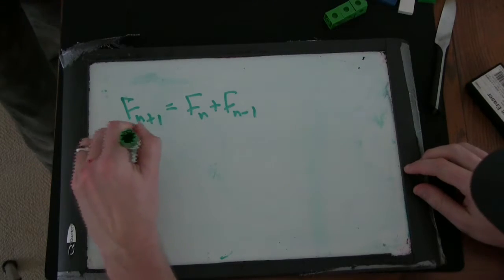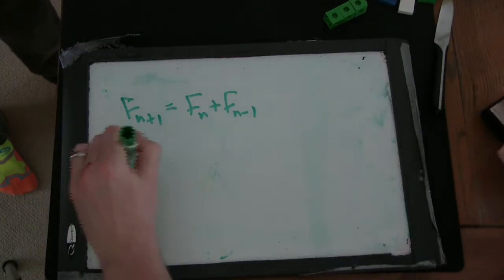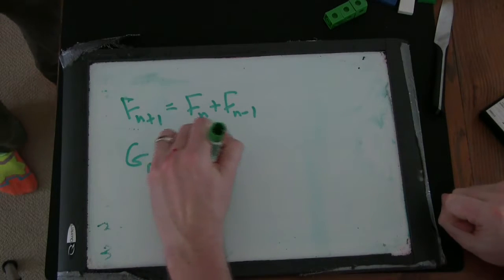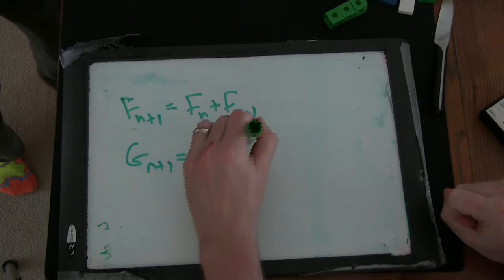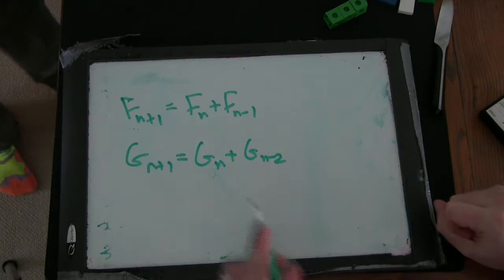Alright, so what's our formula for our 3x1 tilings? We can call it g. g of n plus 1 equals g of n plus g of n minus 2? Or is it n minus... Yeah, I skipped one.